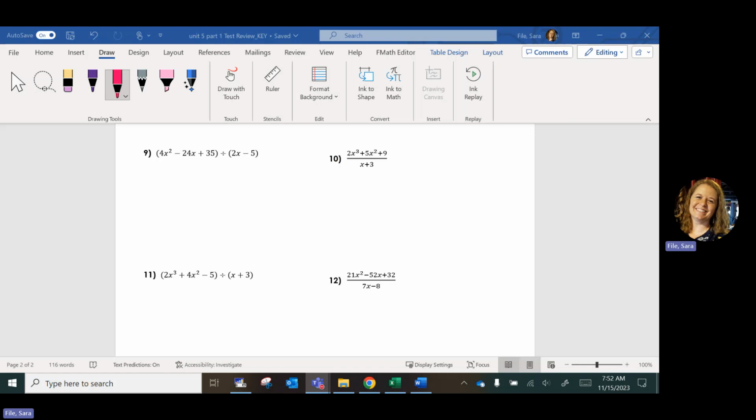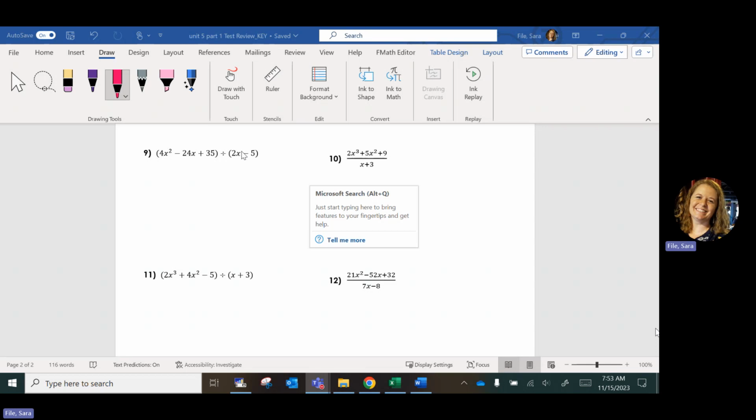The review going over polynomial division. I am going to show both long and synthetic division for the sake of the review, because I know I have some students who prefer one and some students who prefer the other. But remember, you can do long or synthetic for all of these, because synthetic will work anytime your divisor is a linear factor.